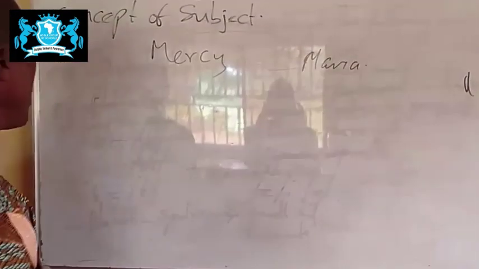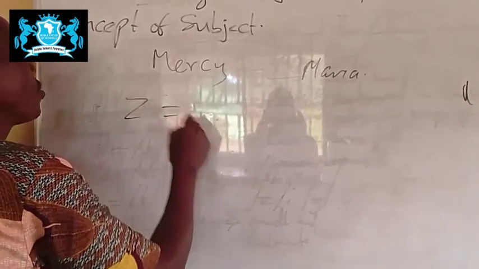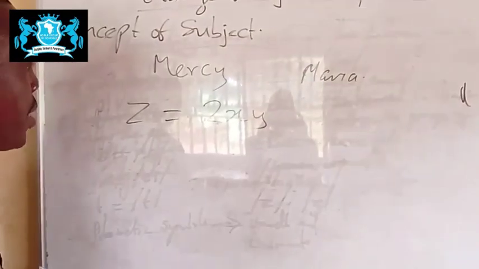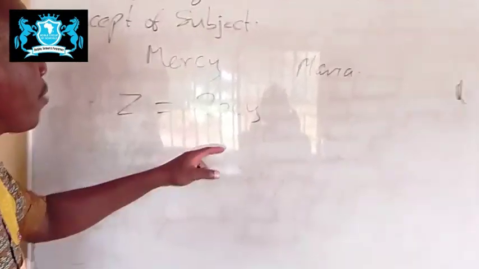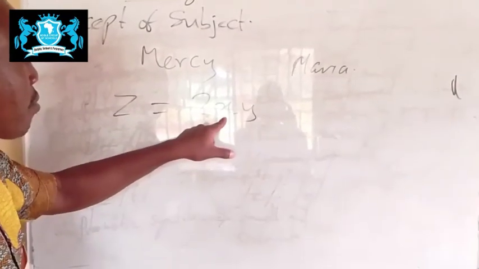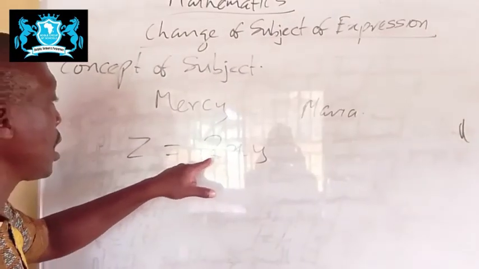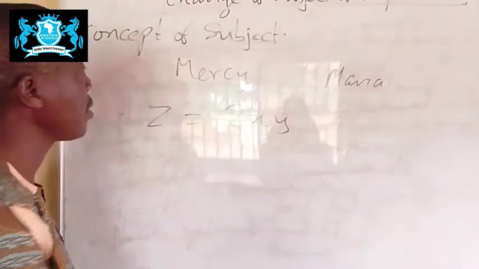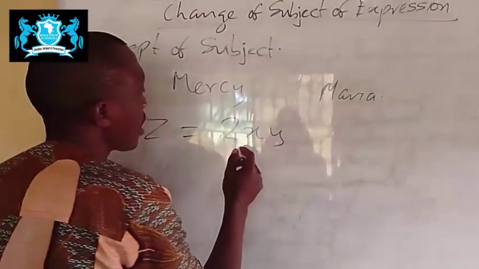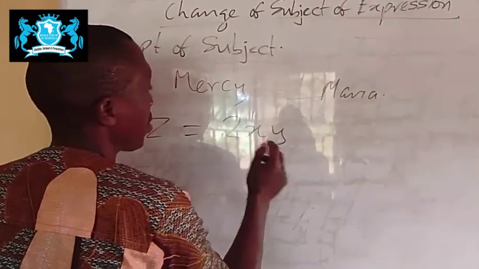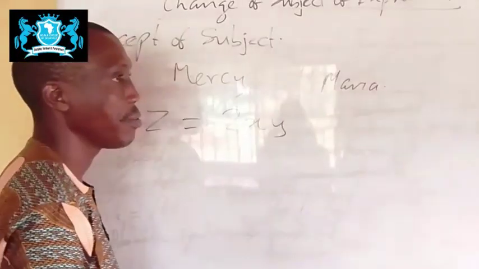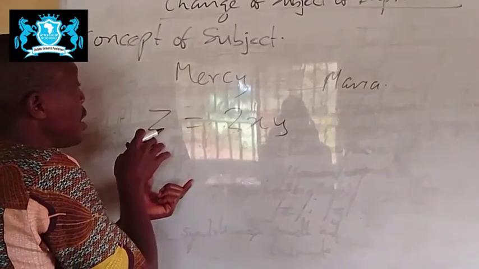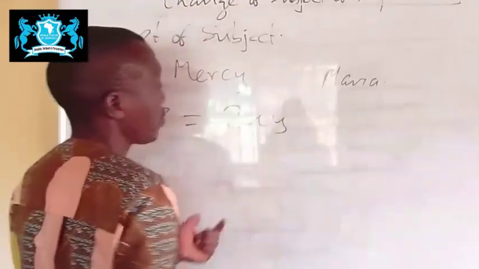For example, if I say that z is equal to 2xy, invariably I'm saying that combined values of x, y with a constant 2 will give us the subject z, meaning that the value of z is determined by combined values of x and y with a constant. So automatically z is the subject of this expression.